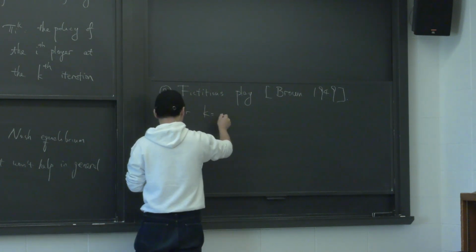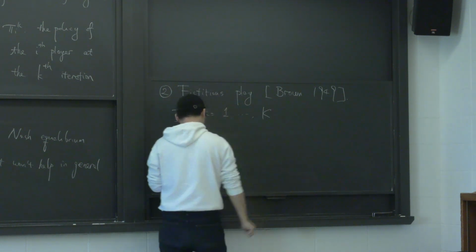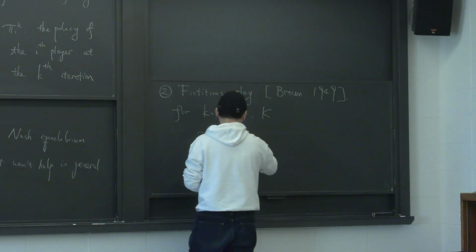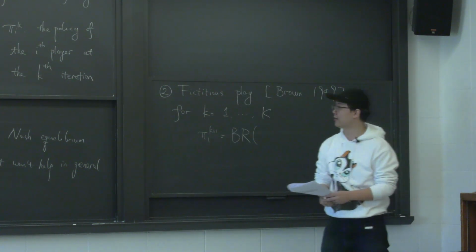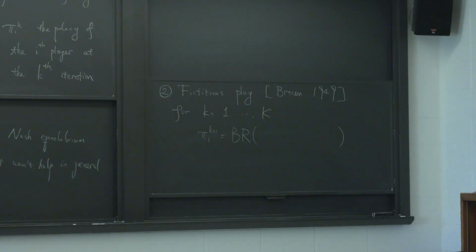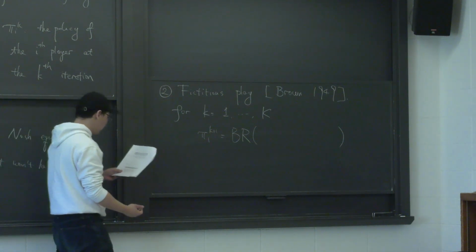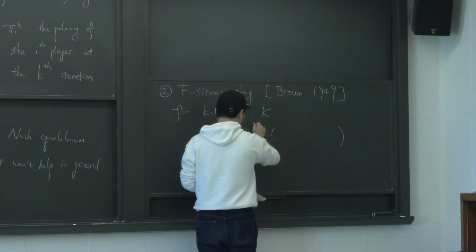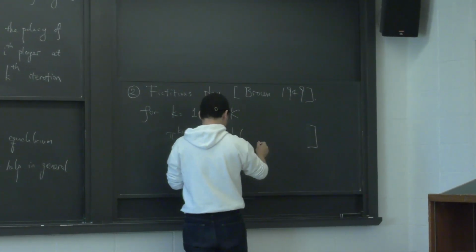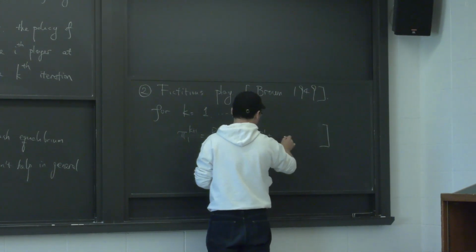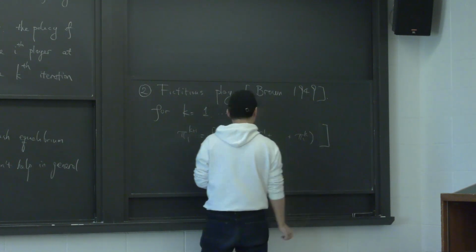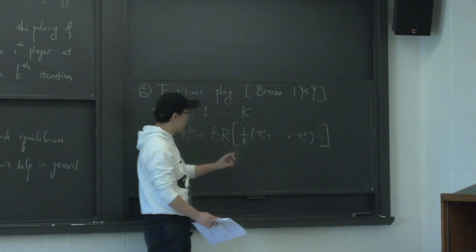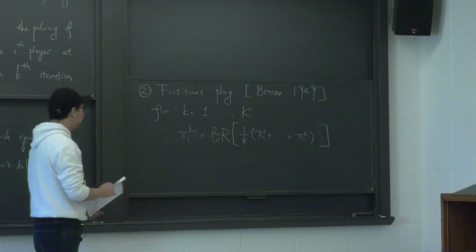Again, we have some iteration for k equal to 1 to K. So we'll do similar updates. Pi 1 k plus 1 is equal to the best response. The only difference is the best response is no longer the best response to the current policy of the opponent, but it's actually to the average of all the previous policies of the opponent. So this is a best response to 1 over k times pi 2 1 till pi 2 k. That is, I look at the policy of my opponent across different episodes and I do an average. Essentially I look at the average policy of my opponent and I find the best response to that. That is how we do fictitious play.